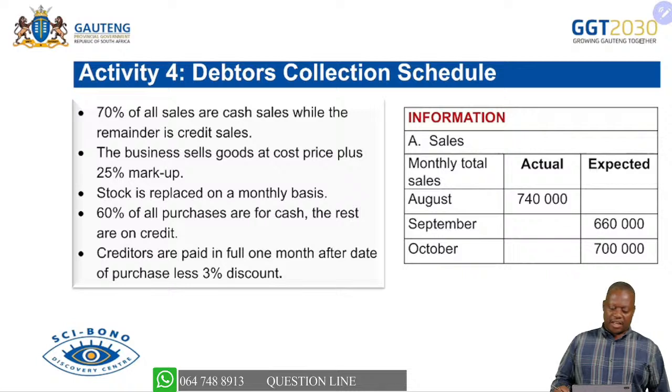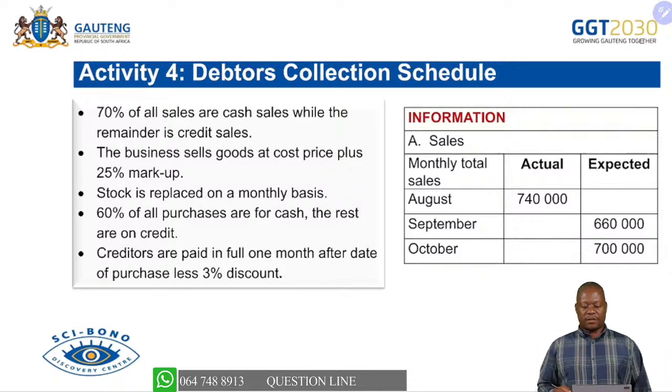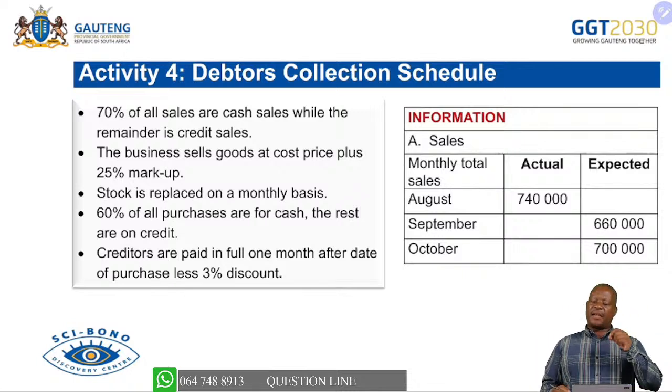Now, information A, sales. Check here, we are given the sales for the 3 months, August, September, and October. We are budgeting for September and October. So we already know what happened in August. That's why we've got the actual there. But these are our sales figures for the 3 months.